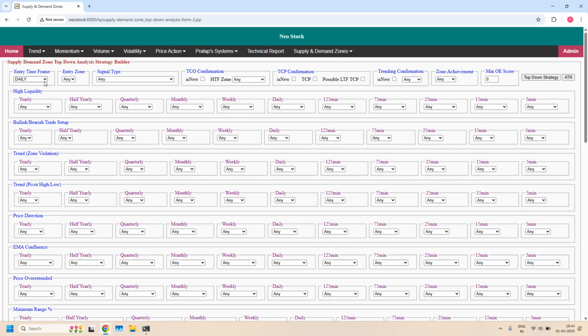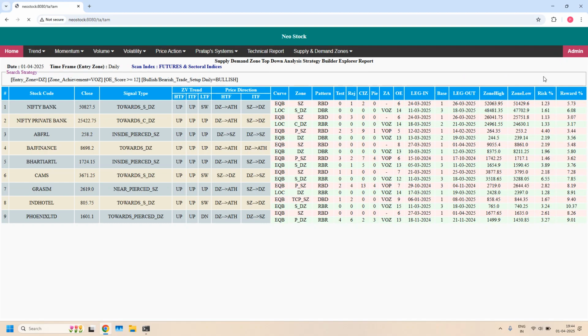So first, bullish trade setup for monthly income trade: entry time frame daily, entry zone demand zone, zone achievement violated opposing zone, minimum odd enhance score 12, and bullish or bearish trade setup at daily time frame. I am selecting bullish. With these filters, we got 9 stocks supporting bullish trade setup for monthly income trade. And all these entry time frame zones are daily demand zones.